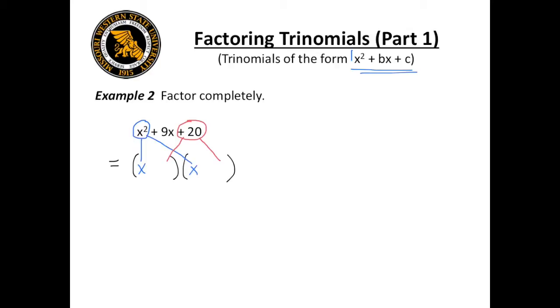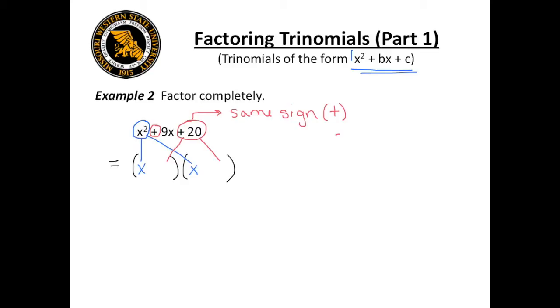Since this is a positive 20, the numbers that we place into our binomials must have the same sign, because in order to get a positive when multiplying two numbers together, they must both be positive or both negative. To determine what that sign is, we consider the sign of the middle term. Since the middle term is positive, both factors of 20 that we place into our binomials will be positive.